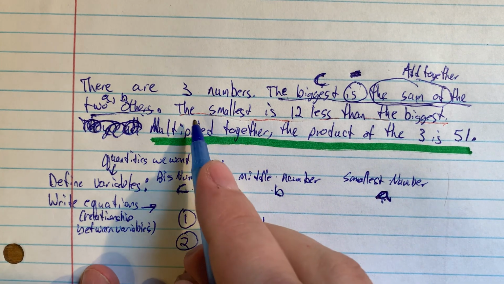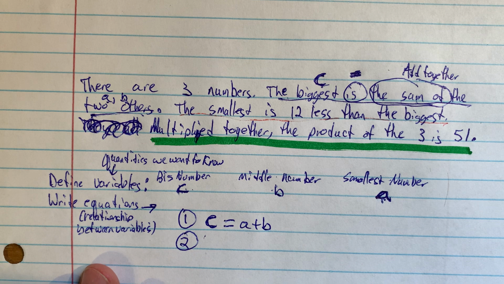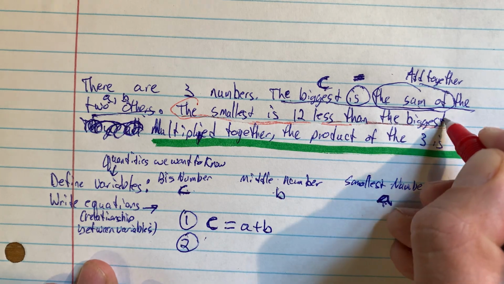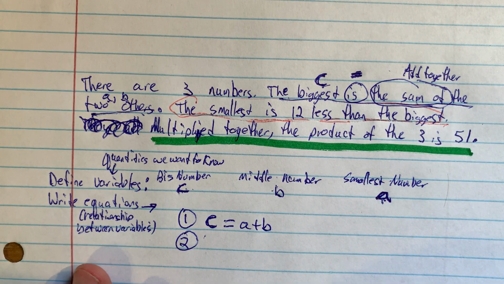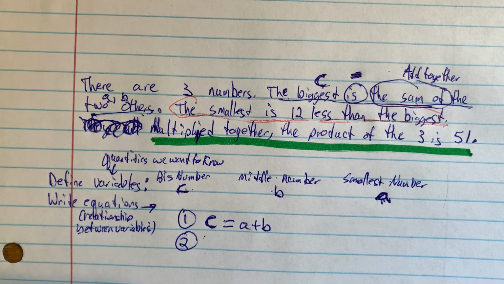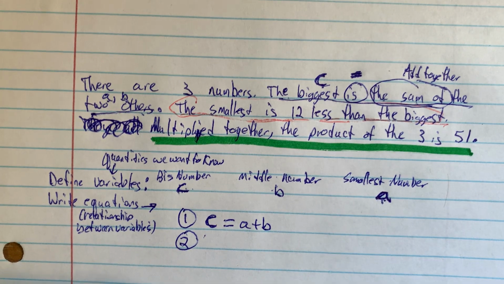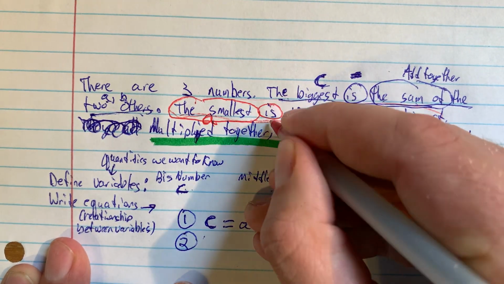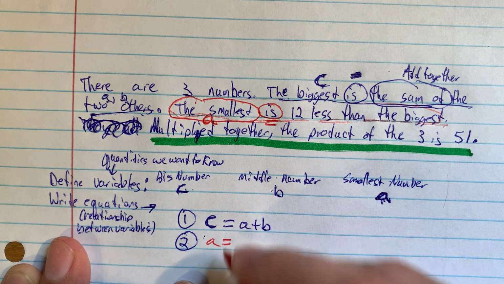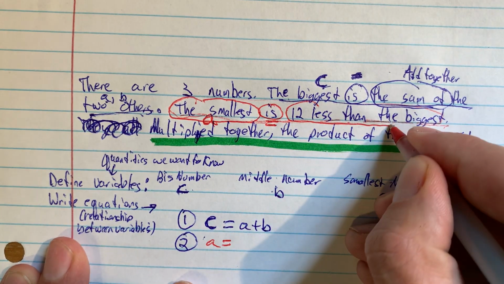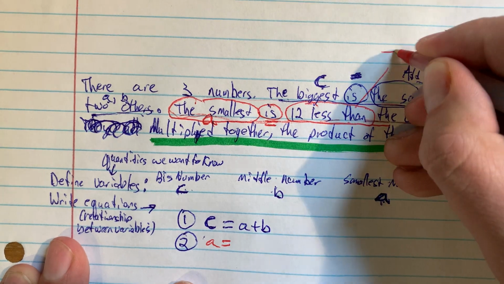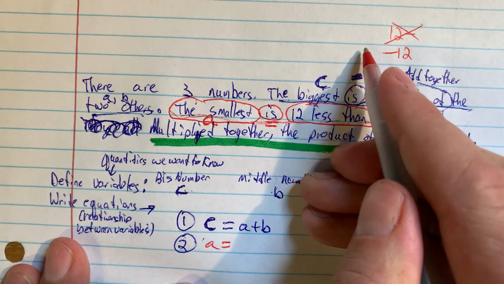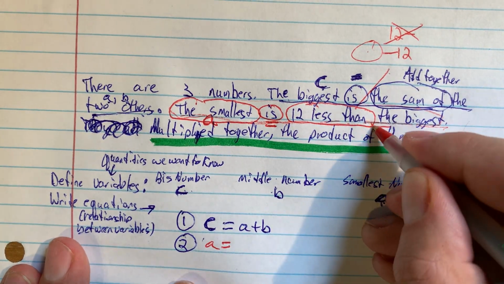Our second relationship is the smallest is 12 less than the biggest. Try to write this one on your own. The smallest is 12 less than the biggest. And hopefully we saw here that to do this, what we really want is to say what each one is. The smallest, that is A, so A is going to equal 12 less than. 12 less than means we're going to subtract 12. Be careful. It is not 12 minus. It's 12 less than. We'll take whatever this is and we'll subtract 12 then. So 12 less than the biggest.